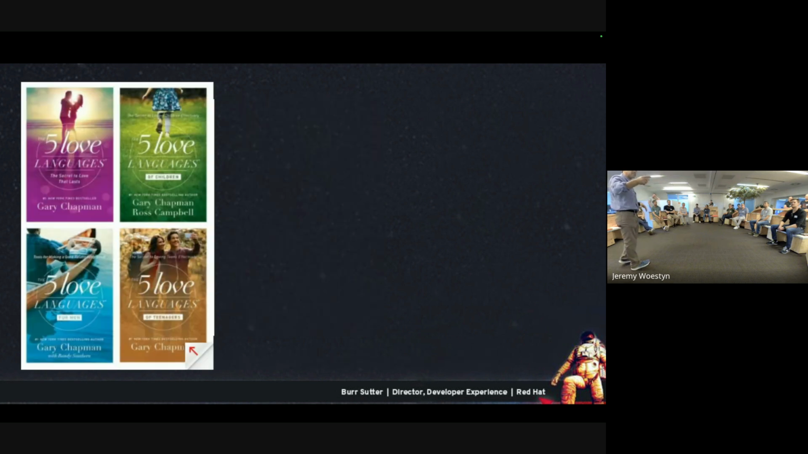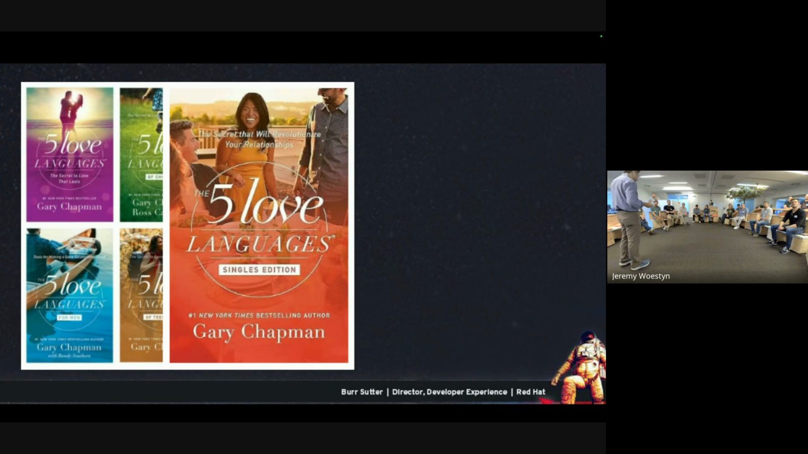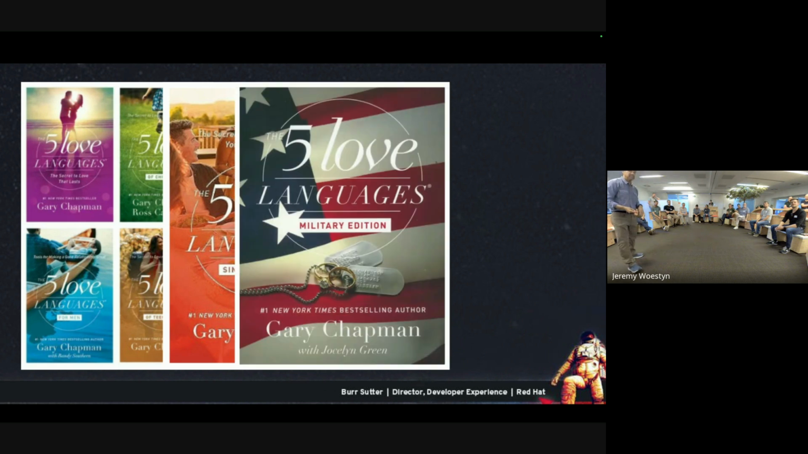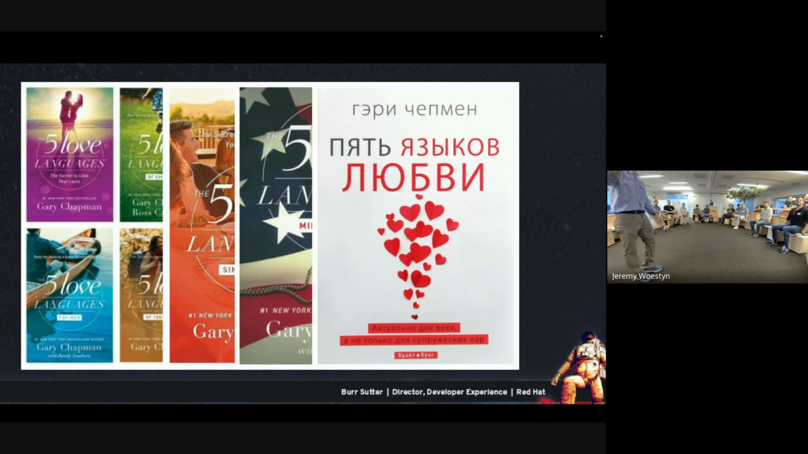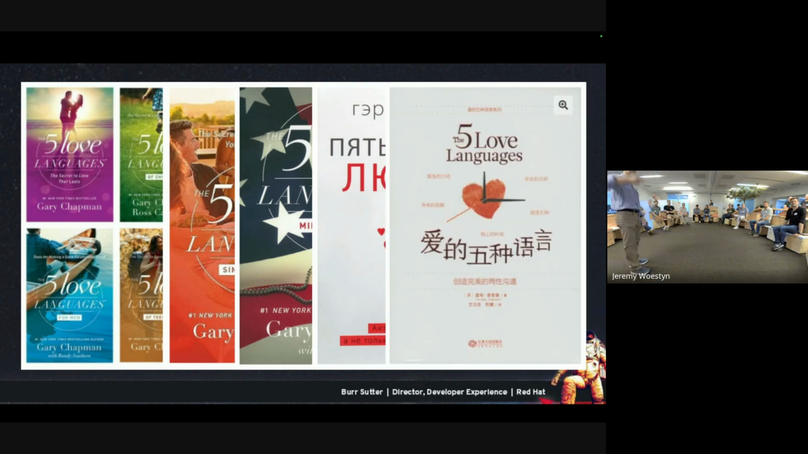Love Languages is so popular, it's been translated into numerous languages, published all around the globe. So I'm sure it's actually here in a local bookstore. Not that you guys go to bookstores anymore, but there's this archaic concept called a bookstore. You get these books. It's even been made for the military. It's been made for Russians, right? It's been made in Chinese. It's a very popular book.